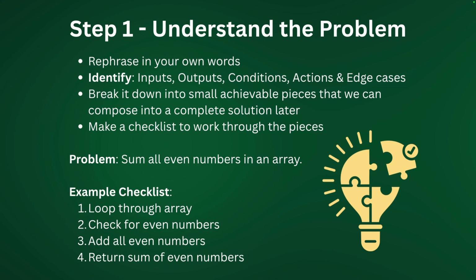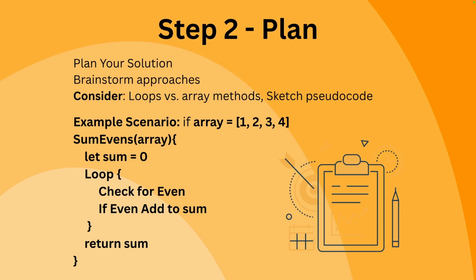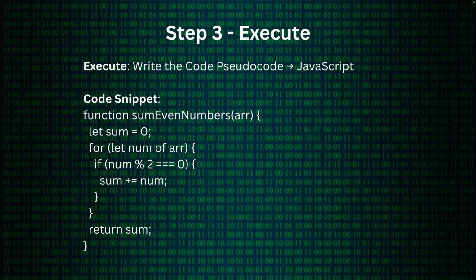A good tip is to make a checklist as we figure out these pieces, so let's plan it out. We could loop through the array, check if each number is even using the modulo operator, and add it to a running sum. Another approach might use array methods like filter and reduce, but let's keep it simple with a loop for now. Time to execute.